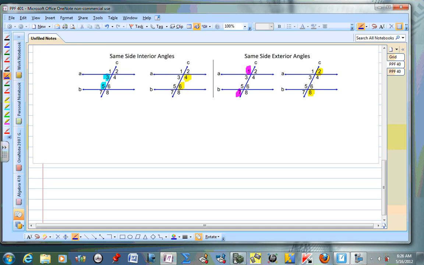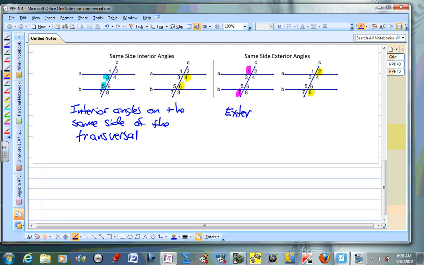So let's make a little note describing what these are. Same side interior angles are interior angles on the same side of the transversal. And let's look at the same side exterior angles. They're exterior angles on the same side of the transversal.